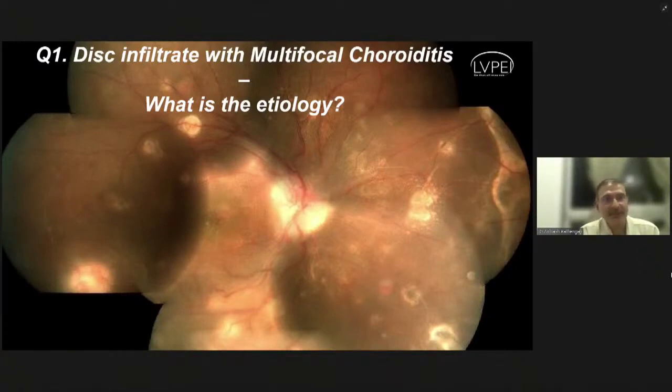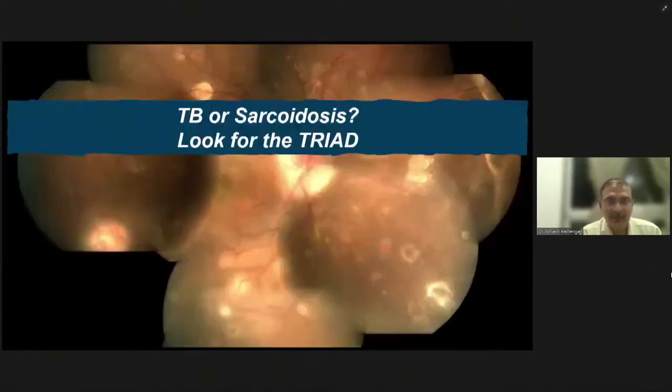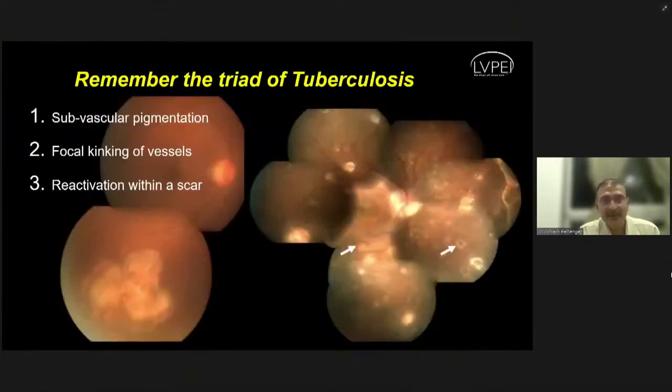The first one is, if there's a disc infiltrate with multifocal choroiditis, how can we clinically identify a possible etiology? Now, there are two important differentials we have, whether it could be due to tuberculosis or sarcoidosis, especially when a patient presents with multifocal choroiditis. And fortunately, for both of them, there's a triad which would help us to make a diagnosis on clinical evaluation. And most of this happens to be in the posterior segment and anterior segment evaluation.